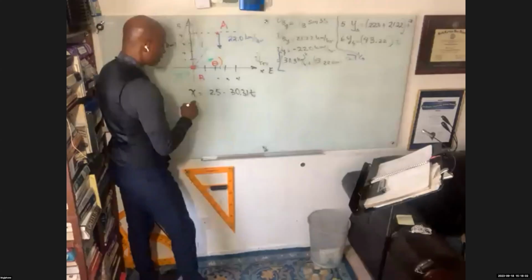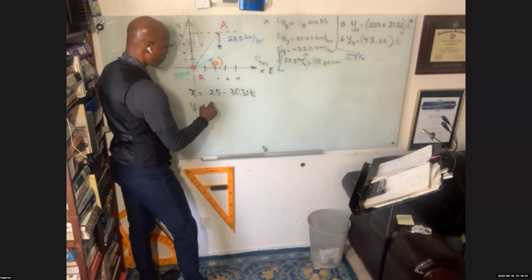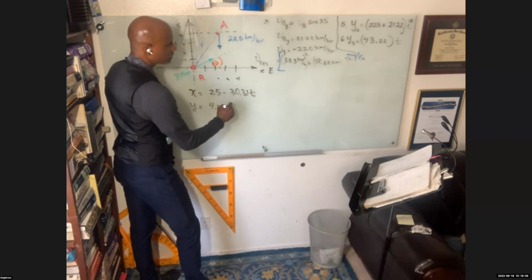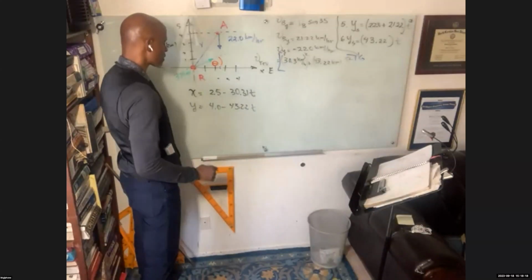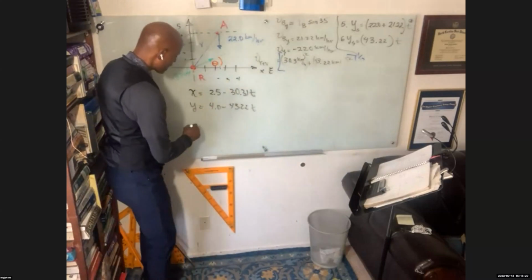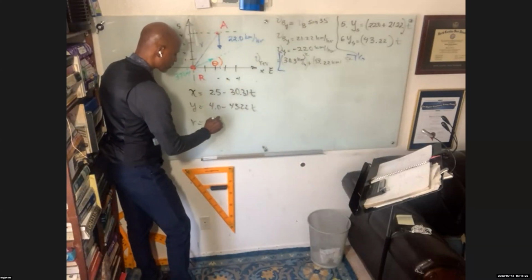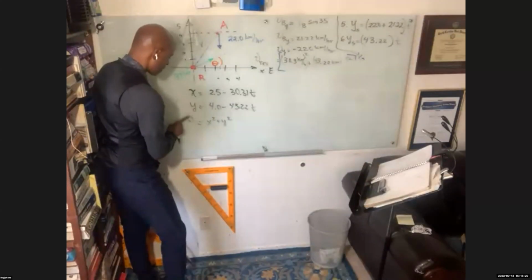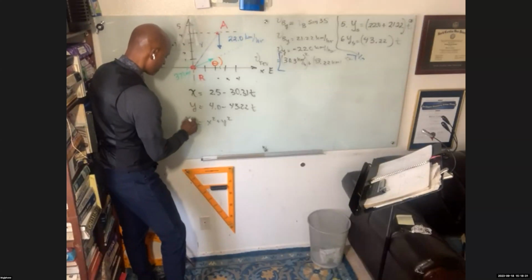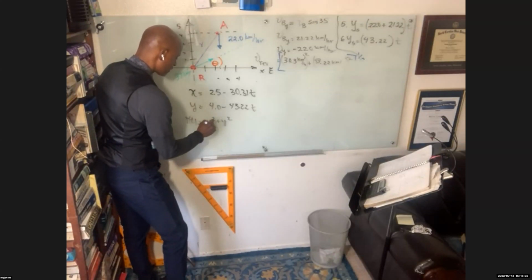And the Y component is going to be 4.0 minus the relative velocity, the 43.22 t. Yeah, 43.22 t. All right, cool. So now R, because R squared is equal to X squared plus Y squared, R of t, we can put all that in. So I missed it in the beginning. Okay, so X of t, awesome.